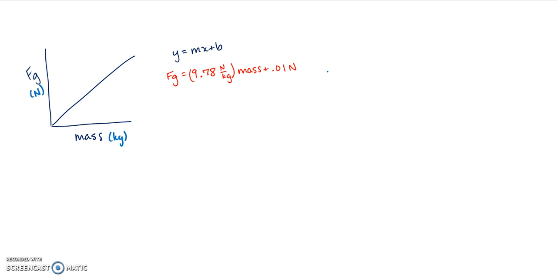So the first thing we want to look at is this y-intercept. What does this y-intercept actually mean? Well, the y-intercept is telling us what the force of gravity is when the mass is 0. All right, so it's the force of gravity that acts on an object that has a mass of 0. Well, if you think about that, if your mass is 0, you do not exist.